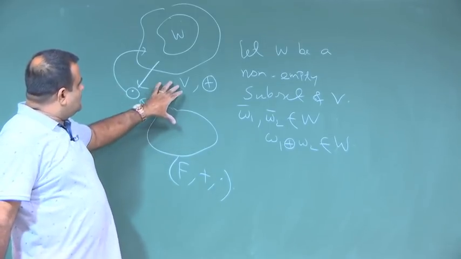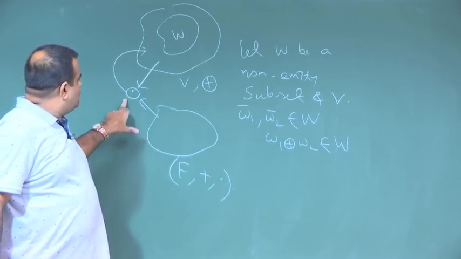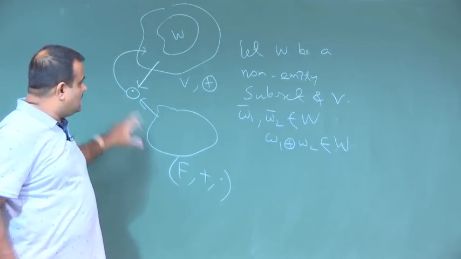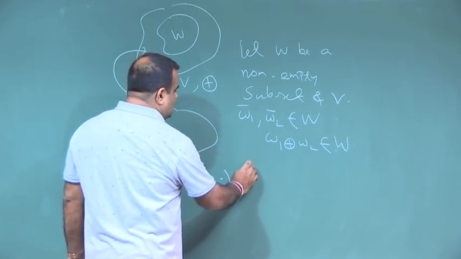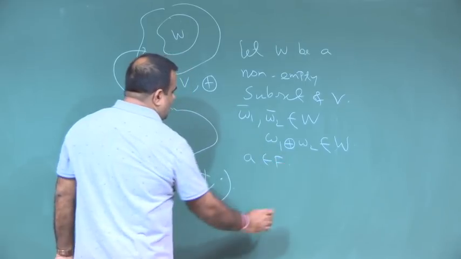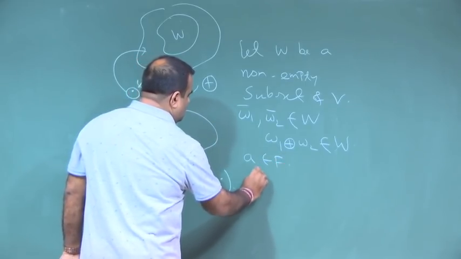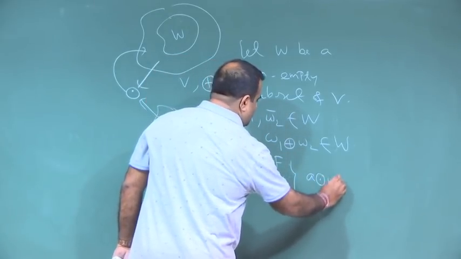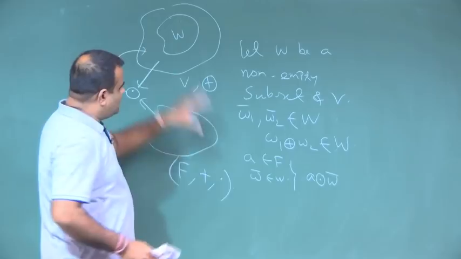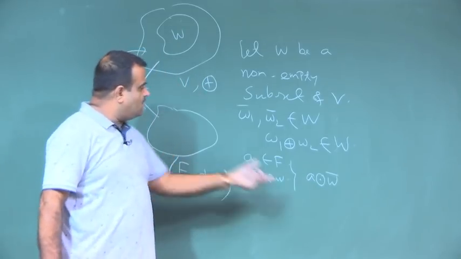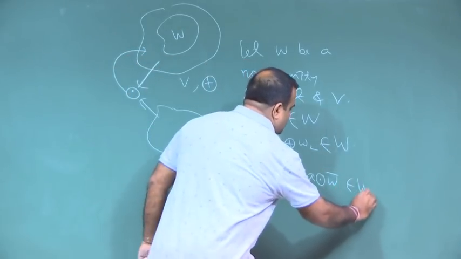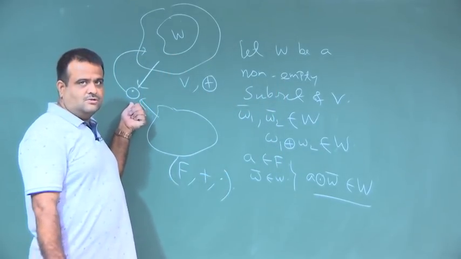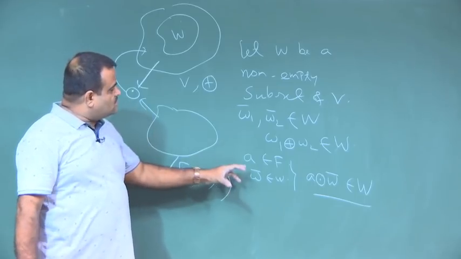Okay. Then this is clear. Also, W is stable under scalar multiplication. That means if you take a scalar A and an element w from W, and operate A with w, we know this must be in V, since V is a vector space. Now, if it happens to be in W, then we call W stable under scalar multiplication also.